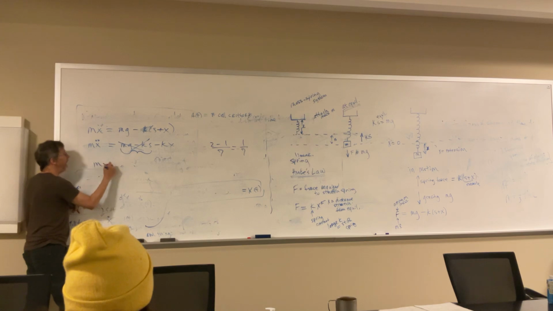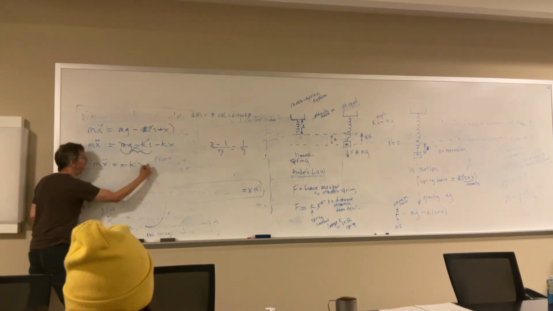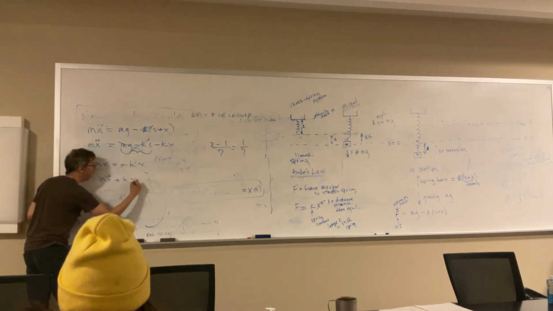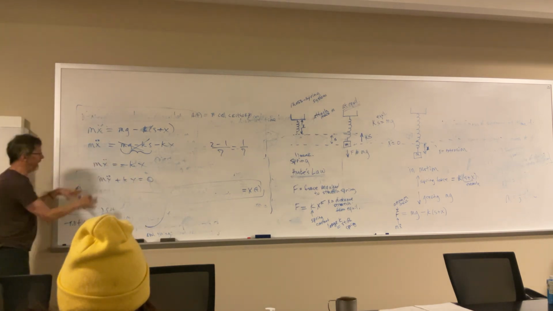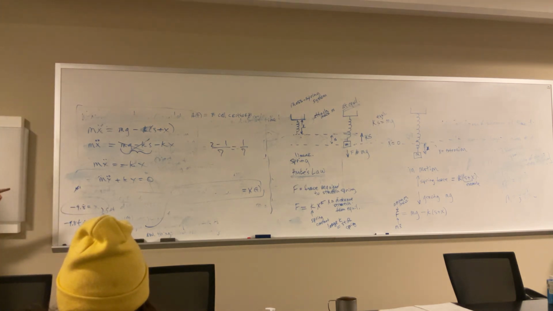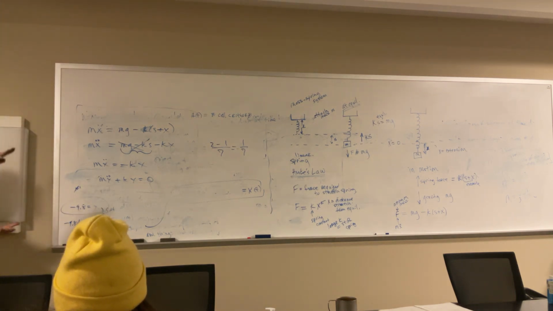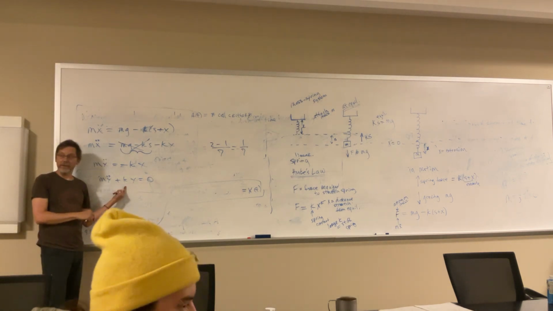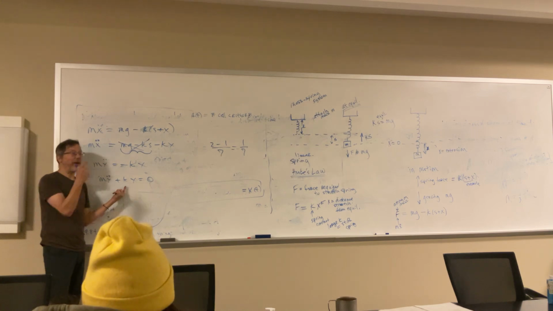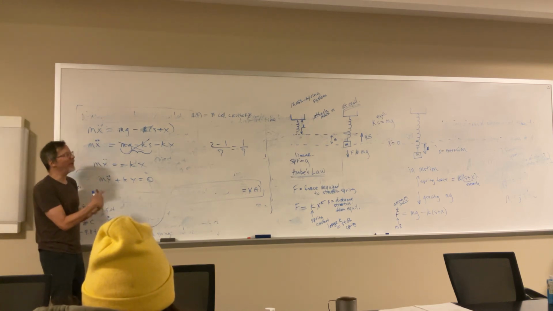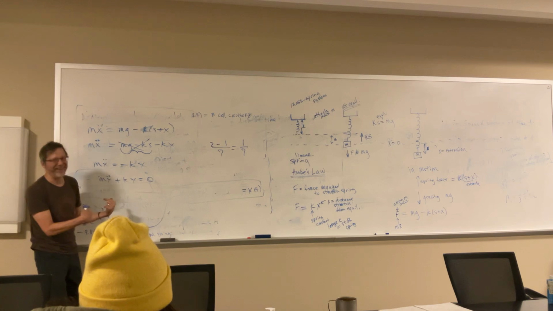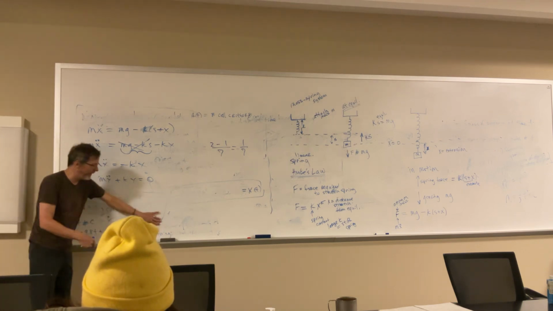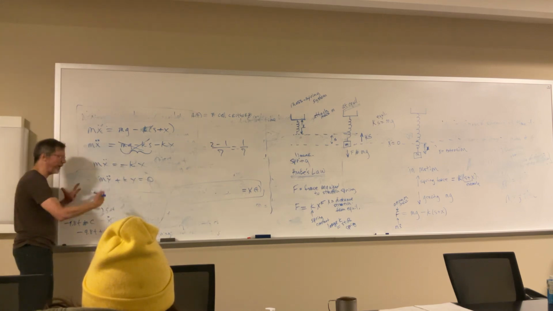And so I've got mx double dot equals negative kx. I'm going to move everything to one side. mx double dot plus kx equals 0. That is a differential equation expressing the motion of a spring of mass m and spring constant k. That is pretty cool. Now if we could only solve that, we're not going to be able to in this class.